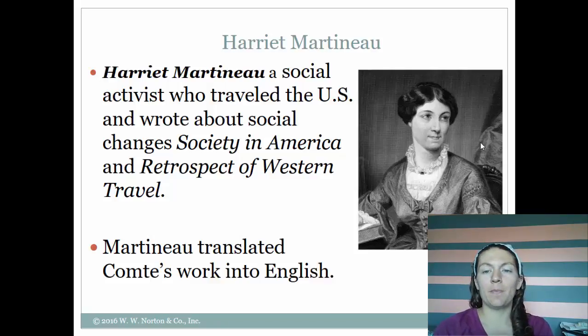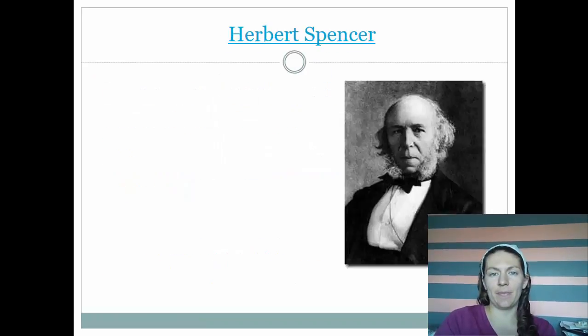First a journalist, then became an activist, she traveled around Europe and the United States, and wrote about social change. She wrote two books, Society in America and Retrospect of Western Travel, about her experiences. In these books, she wrote about the importance of labor unions, the abolition of slavery, and women's suffrage, which were all controversial ideas for the time period. She is also responsible for translating Comte's work from French into English, making it more accessible for those in England, where she was from, and those in the United States.